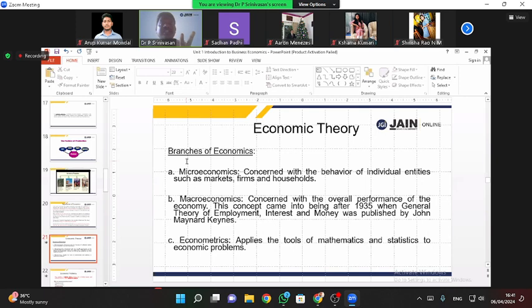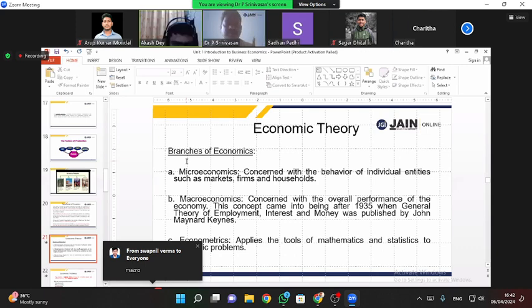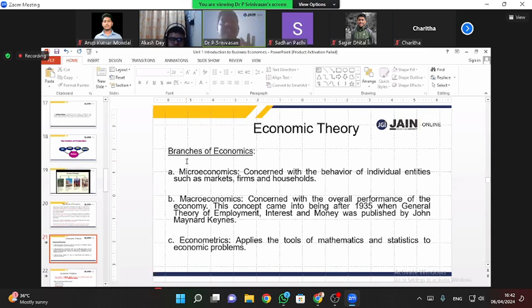Let's say export and import of a country. It is macro. Exchange rate, macro. Rate of interest, macro. GDP is macro. So microeconomics deals with the individual, the particular, the individual firm or the household. The second, macroeconomics, deals with the economy as a whole.